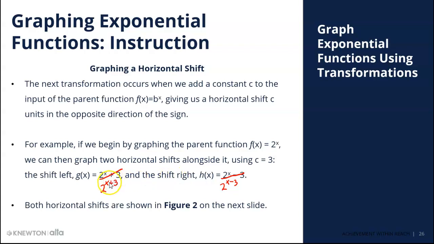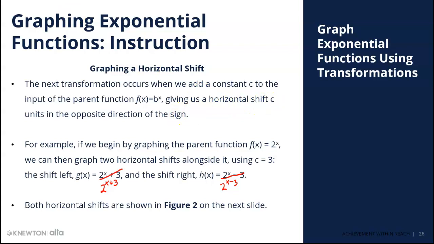And this means that I'm going to shift this function along the x-axis, and the direction is opposite of the sign. So if this is positive, I'm going to shift this function 3 units to the left. And for h of x equal to 2 to the x minus 3, if I begin by graphing 2 to the x, I will just shift the graph of 2 to the x 3 units to the right.